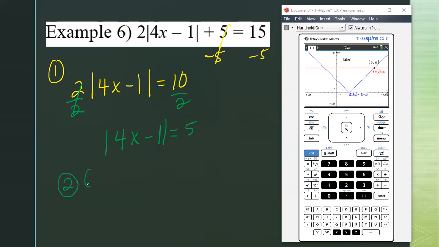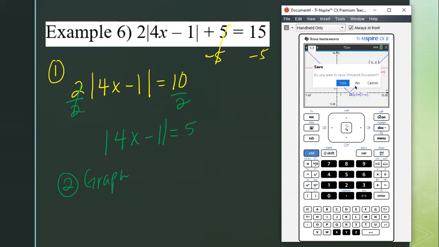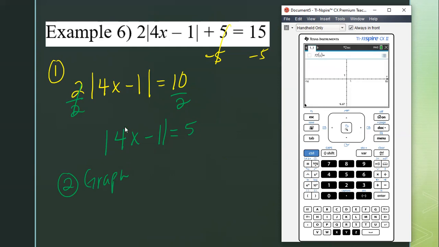So step 2 is to graph. So I'm going to go to my calculator. Remember, Miss Jones doesn't like a lot of stuff on her computer. So I'm going to start a new document. No, I don't want to be saved. Instead of adding a calculator page, I'm adding a graph. I'm going to put the left side in first.